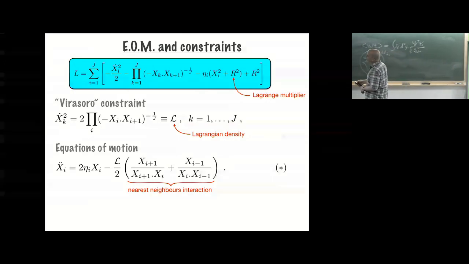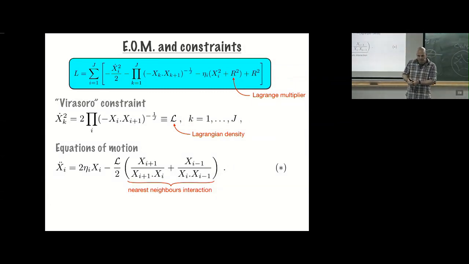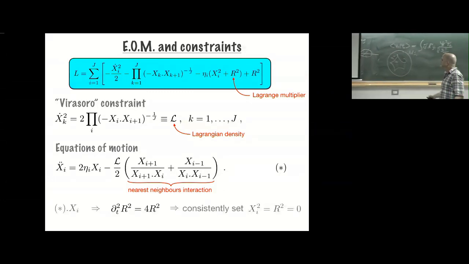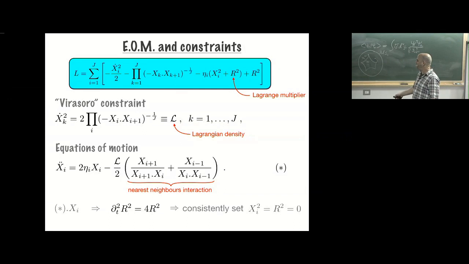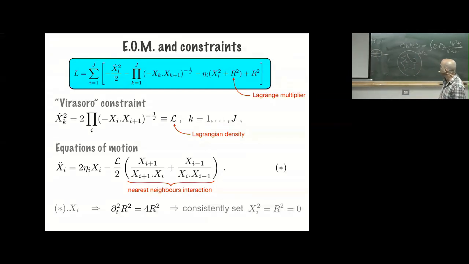And even though here it looks like everyone will talk to everyone, if you take into account the constraint, you see really the dynamics is that each particle only talks with its neighbors. The equation of motion is only nearest neighbor interaction. And about this R squared, if we take this equation of motion and multiply it by x_i, we can derive an equation for R, which the bottom line is that if we start at time equal to zero with R equal to zero, we will stay there. So so far it was just a game, R would be equal to zero. And it can be set consistently to zero with the equation of motion and constraints.